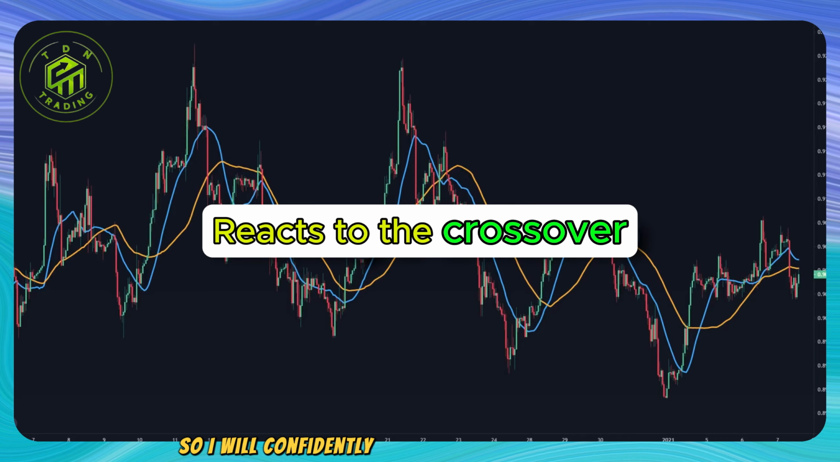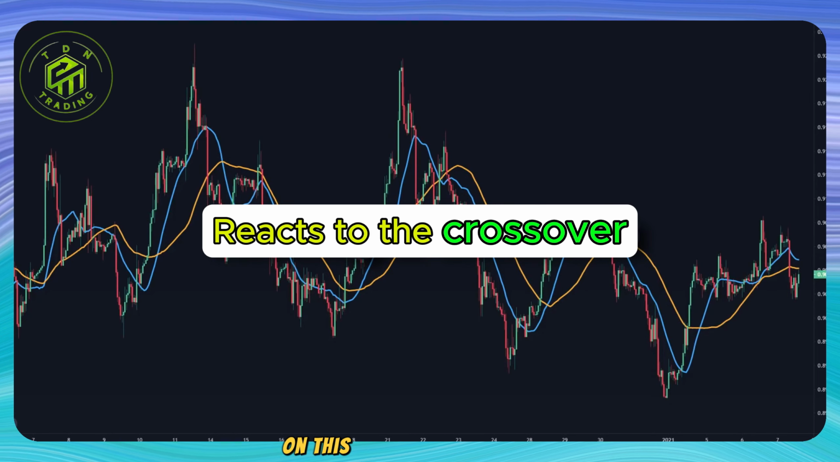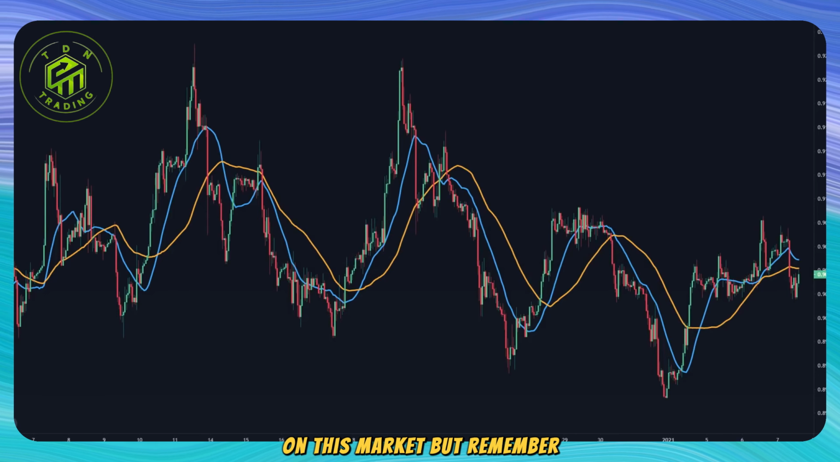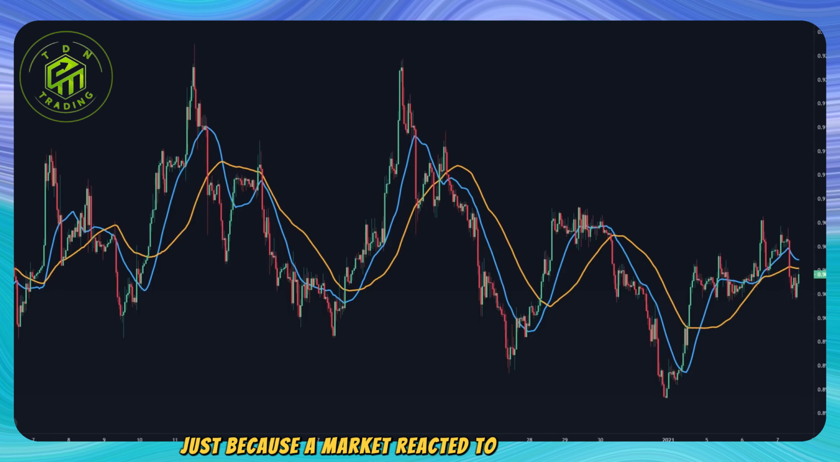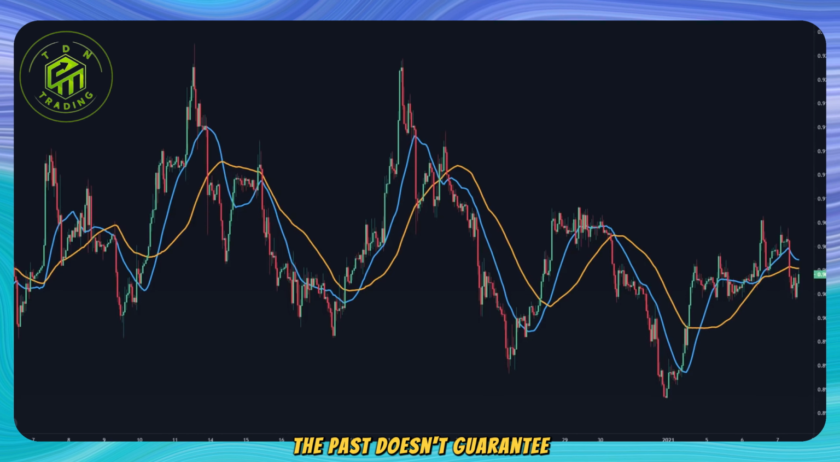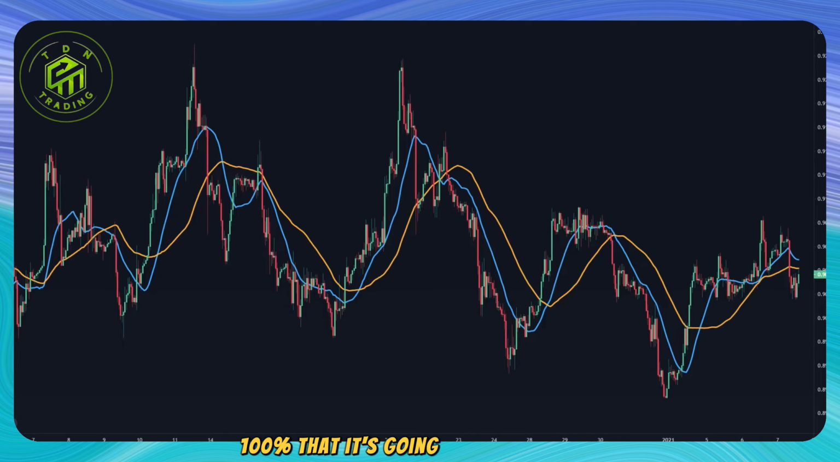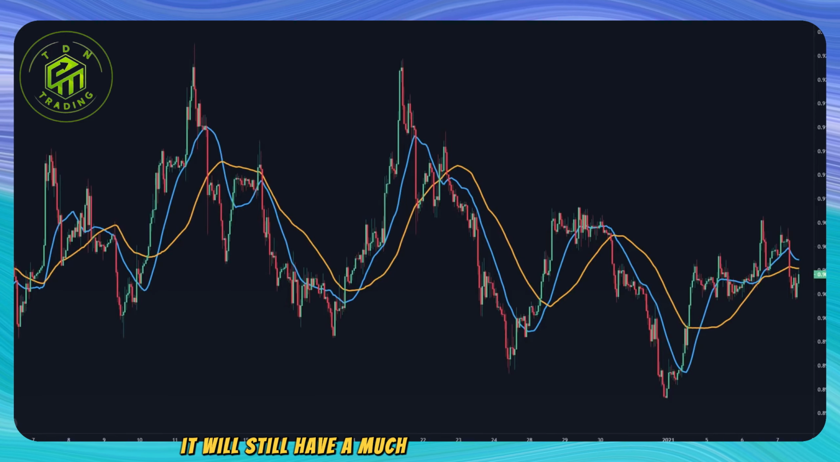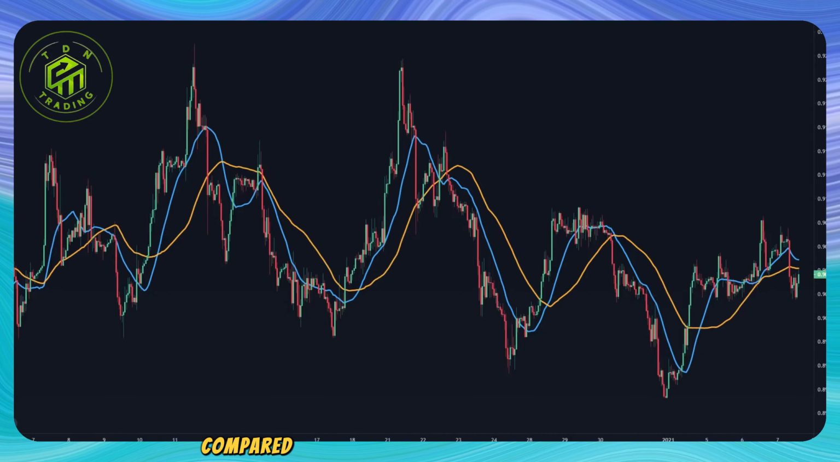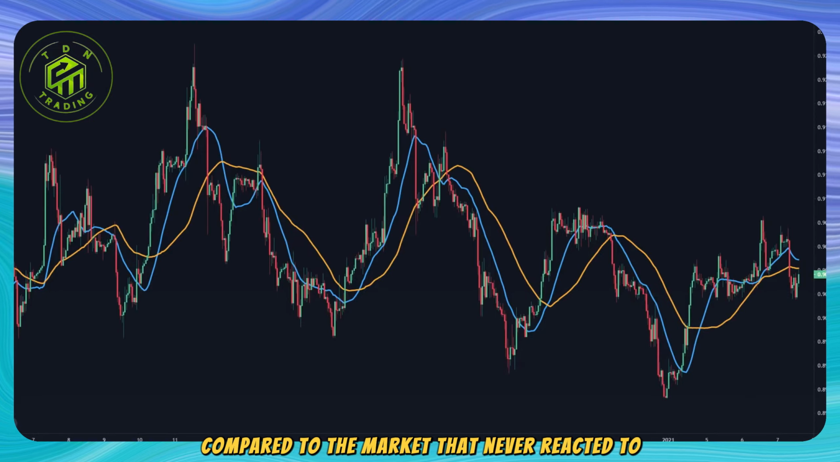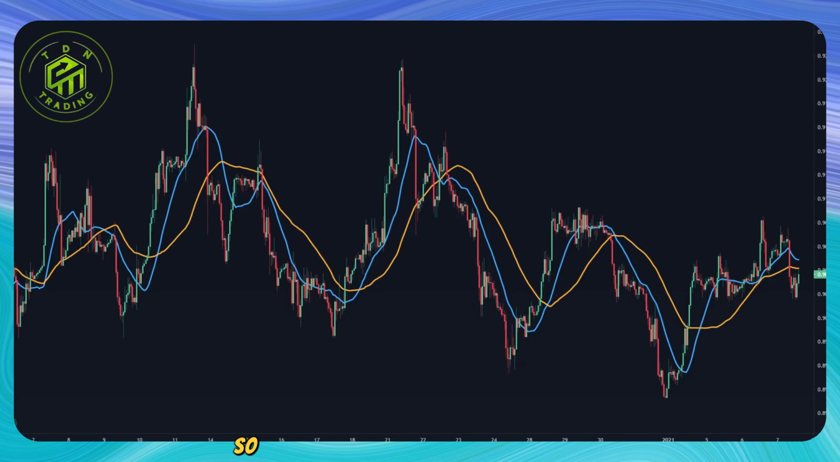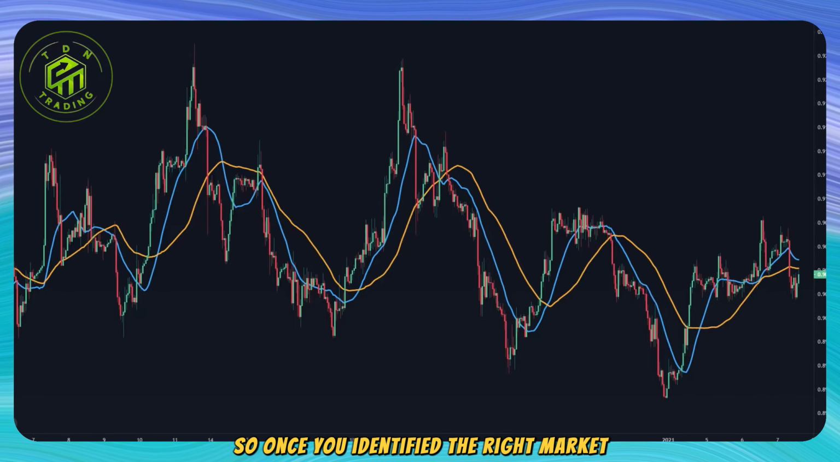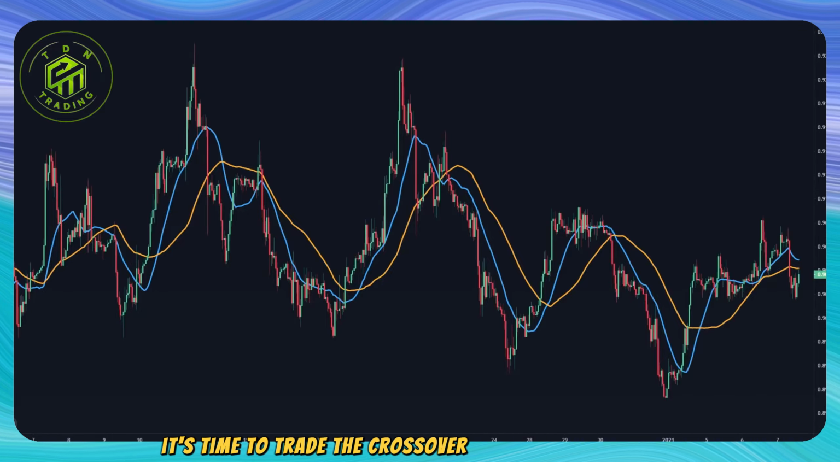So I will confidently trade the crossover strategy on this market. But remember, just because a market reacted to the crossover in the past doesn't guarantee 100% that it's going to do that again in the future. However, it will still have a much higher chance of doing so compared to the market that never reacted to the crossover in the first place. So once you identified the right market, it's time to trade the crossover.